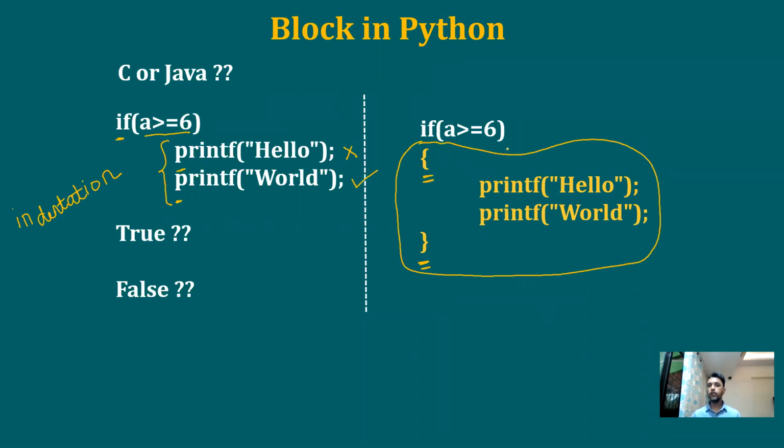So this thing over here is a block, and this entire block is under this if. If this condition is true, then this block will execute. If this condition is false, then this block will not execute. That way, we have made both the printfs a part of the if statement. Now, for the last 5-10 minutes, I was not talking about Python. I was talking about the C programming language.